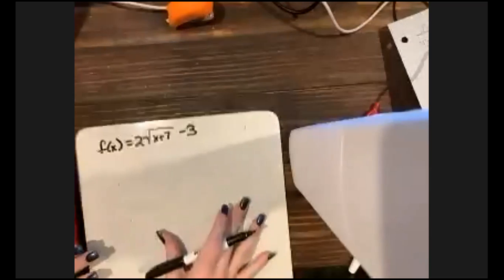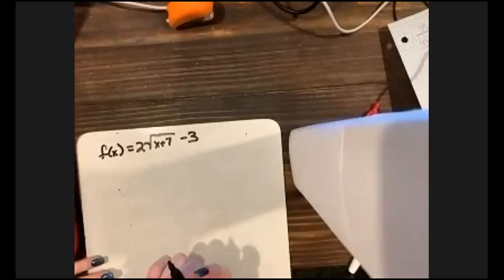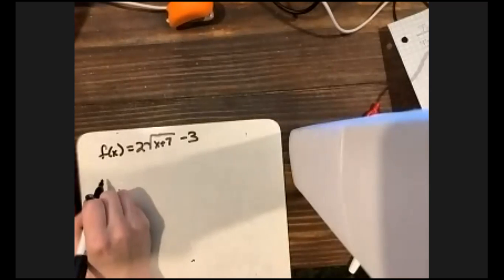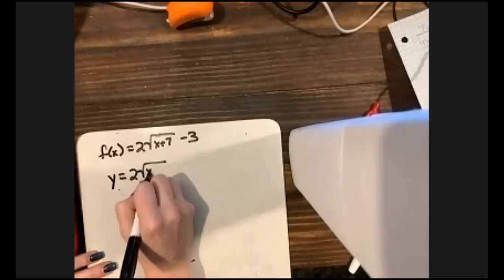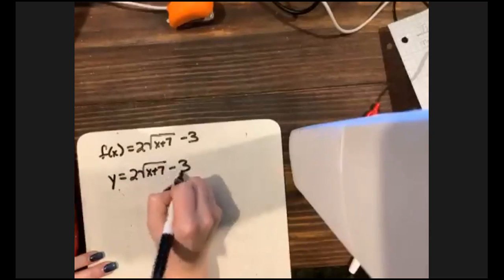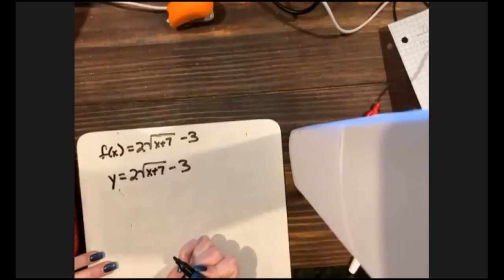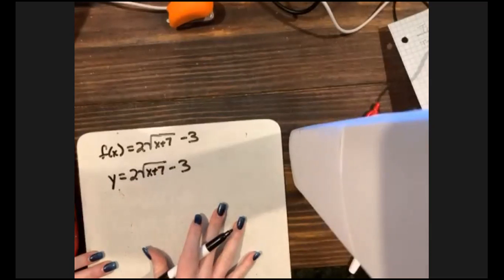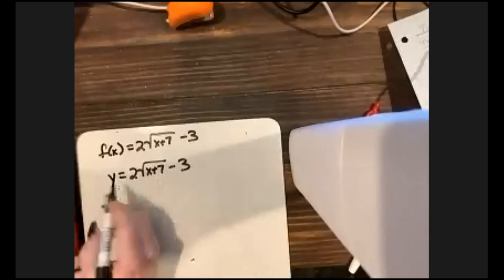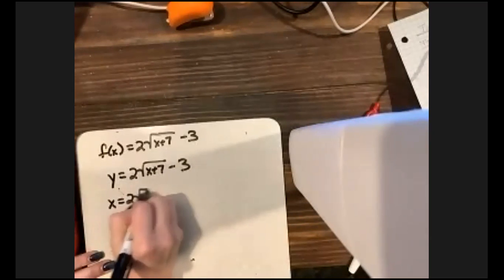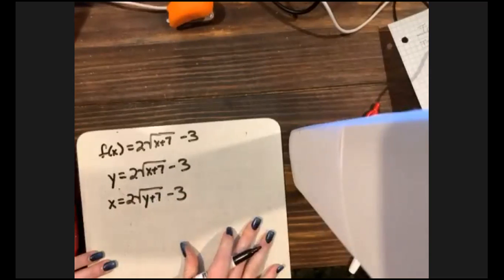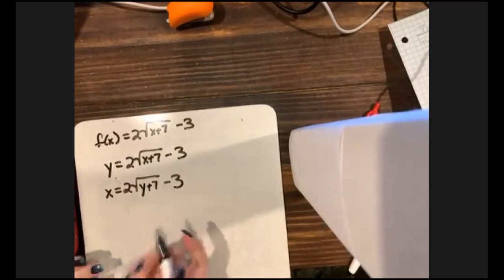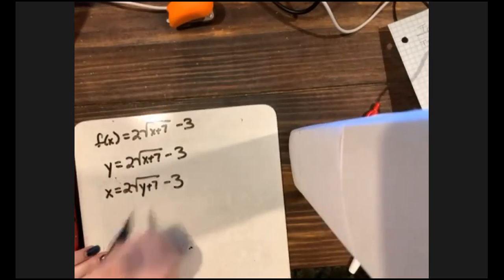So here is our equation. Okay. So the first step is going to be to change this to a y. Okay. Then the next thing is we're going to switch x and y, and I mean quite literally switch them. Okay. Now we've got to start kind of peeling away the layers to get y back by itself.